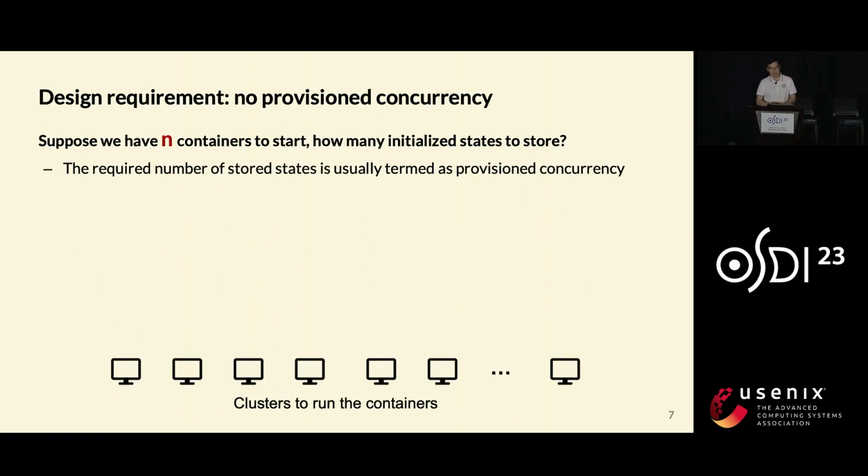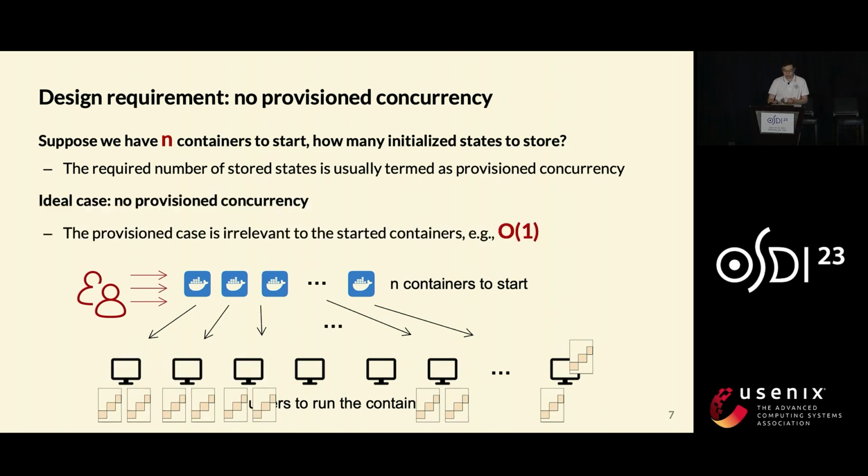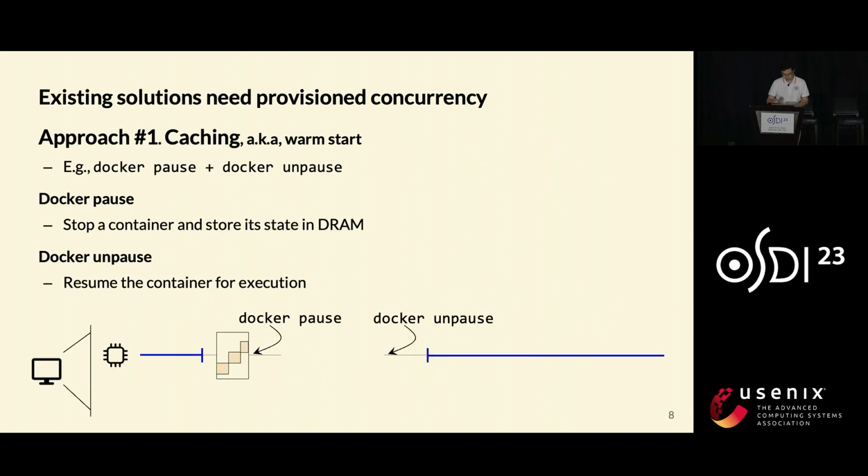The novelty of Mitosis resides in how to achieve container inheritance with minimal resource usage. Suppose that we have n containers to start. How many initialized states are needed for the fast boot? The required number of stored states is usually termed as provisioned concurrency. What we want is no provisioned concurrency, which means that the provisioned number is irrelevant to the number of containers to start. Reusing initialized states from other containers to speed up the container startup is already investigated by some existing studies. Let's revisit them first.